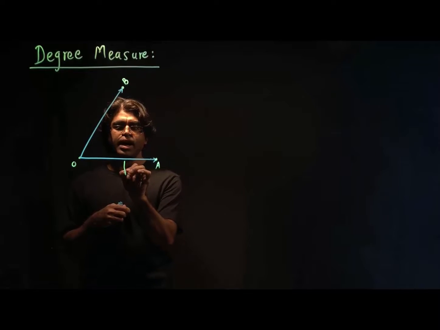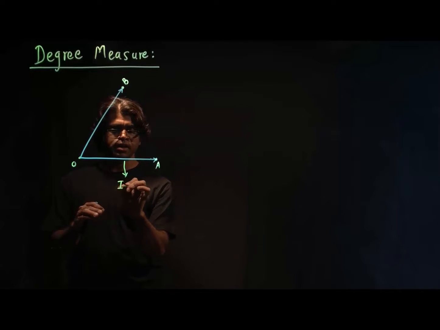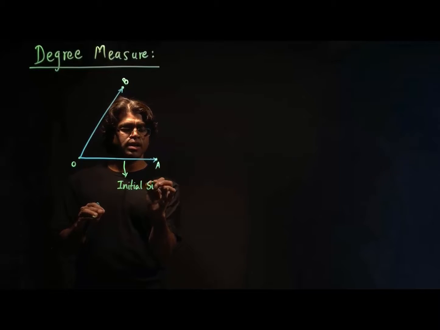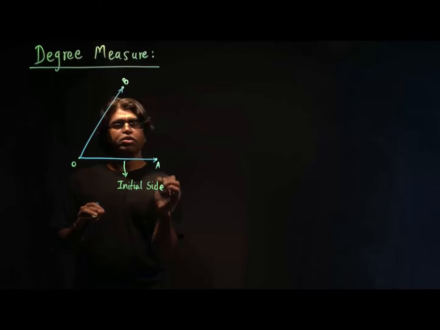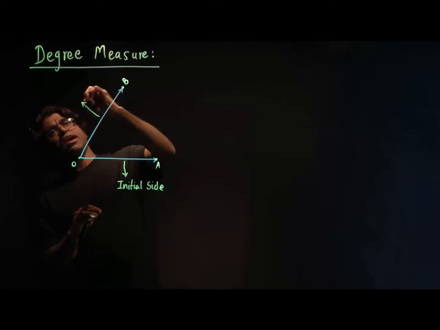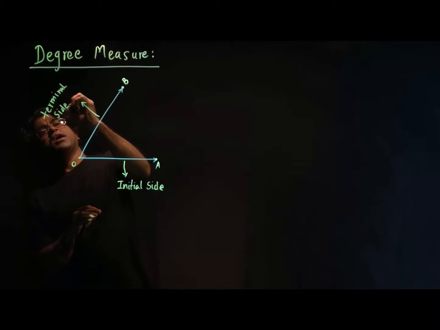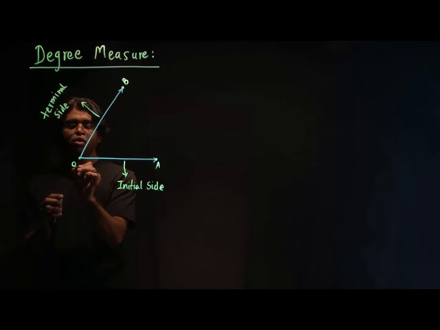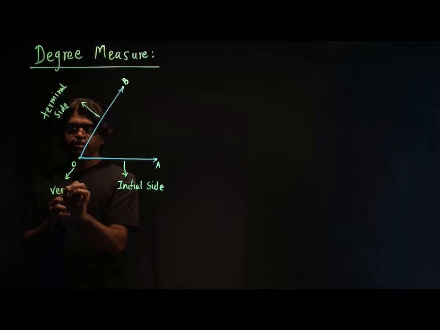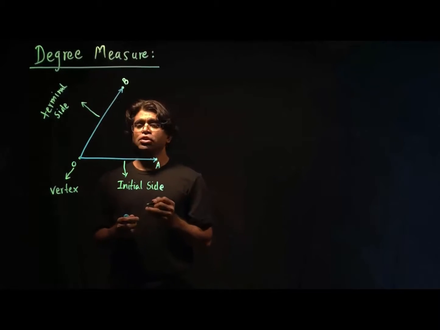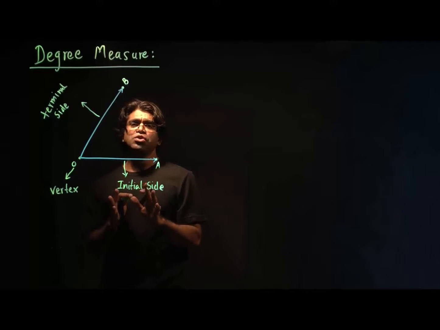I'm going to call this side my initial side, initial side, and I'm going to call this side my terminal side. Terminal side. This point right here, which I'm using O to represent, the name of this point is vertex. We call it vertex. Alright? So this is basically how we draw an angle.